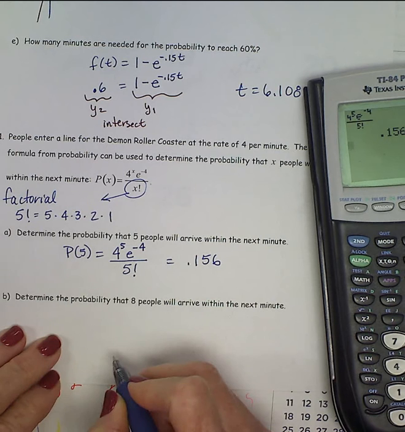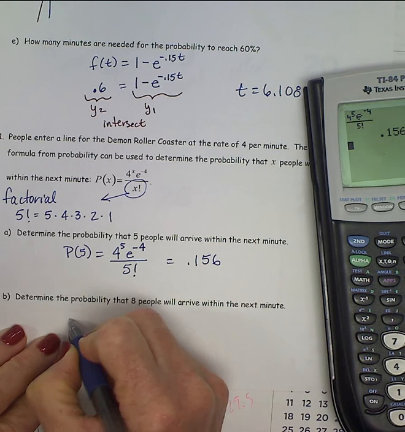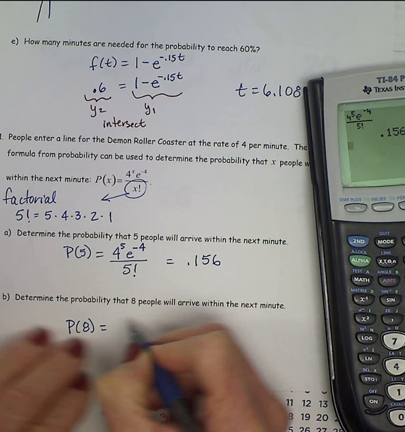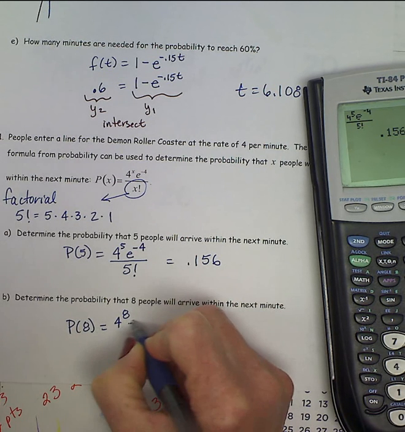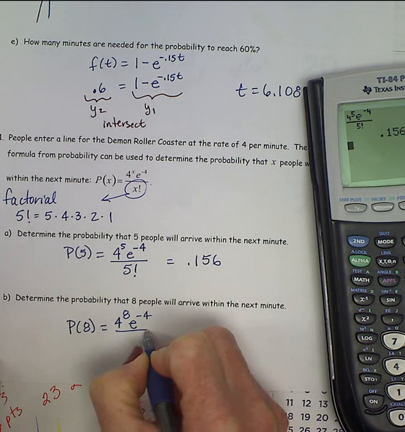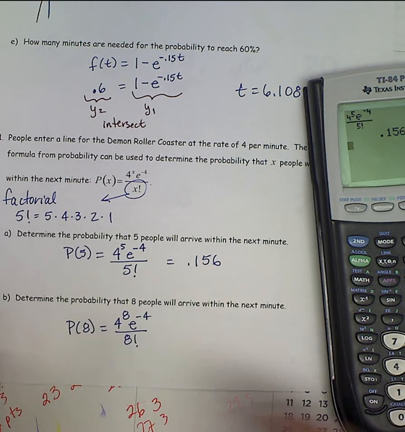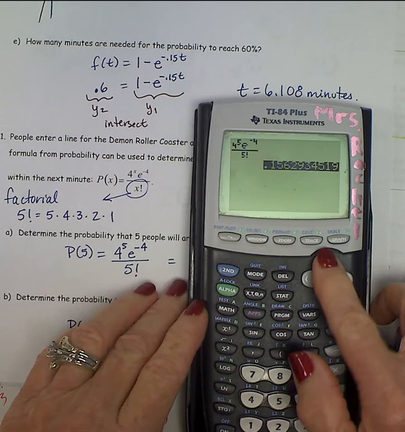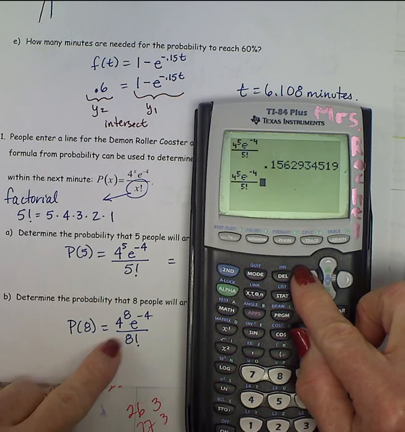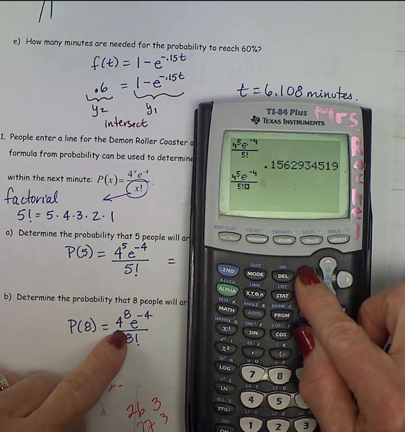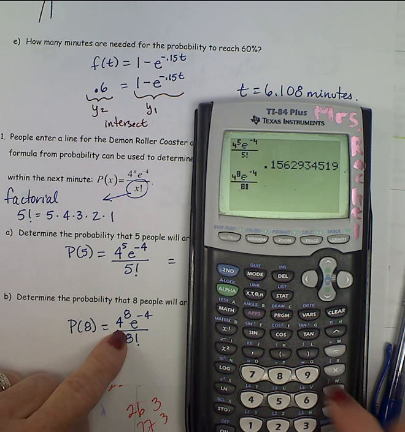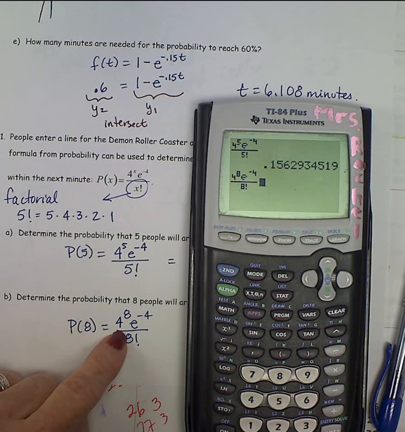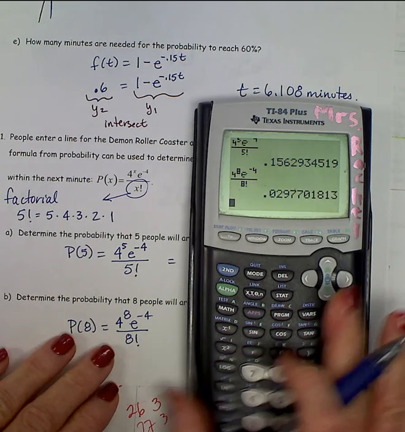Oh, there's the bell. I'll write this one out real quick. P of 8, it's the same idea. It's going to be 4 to the 8th times e to the negative 4th, all over 8 factorial. Let's arrow back up. Grab it. Okay, now what changes? That exponent changes to an 8. This 5 factorial turns to an 8 factorial. And 0.029.